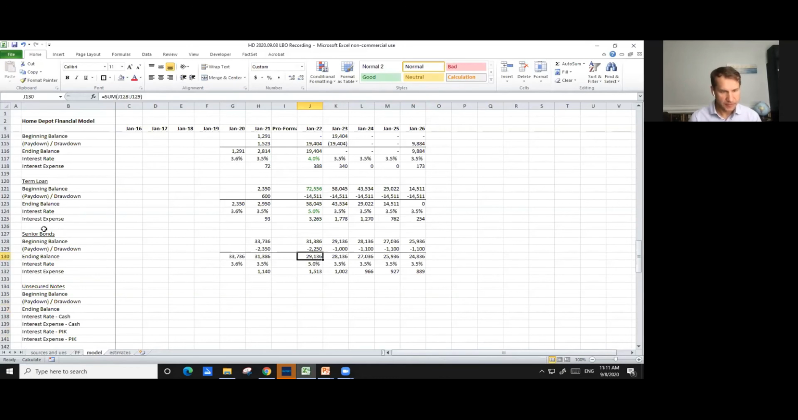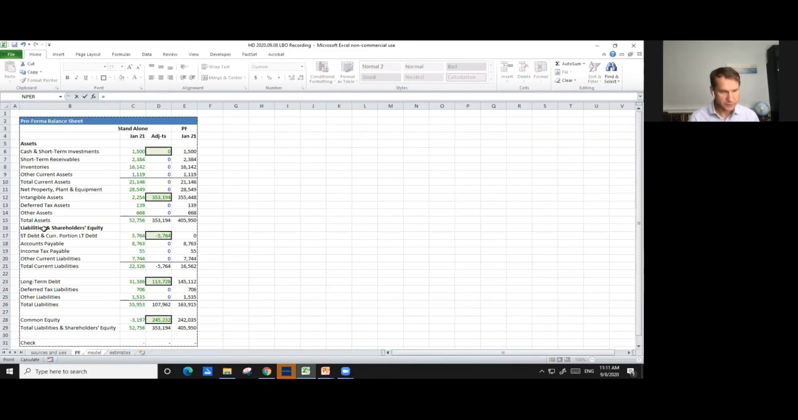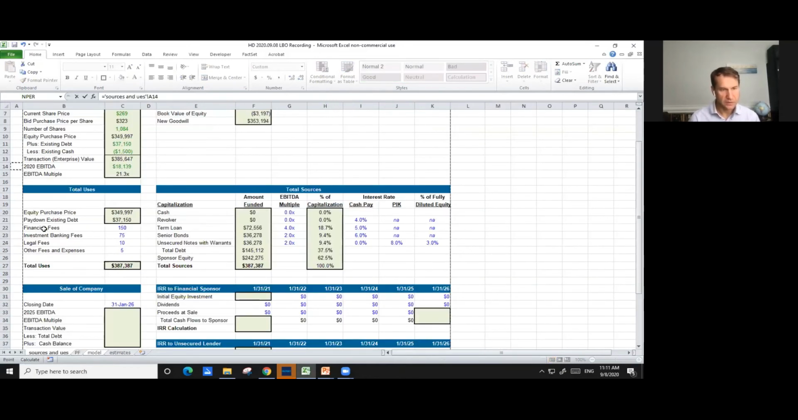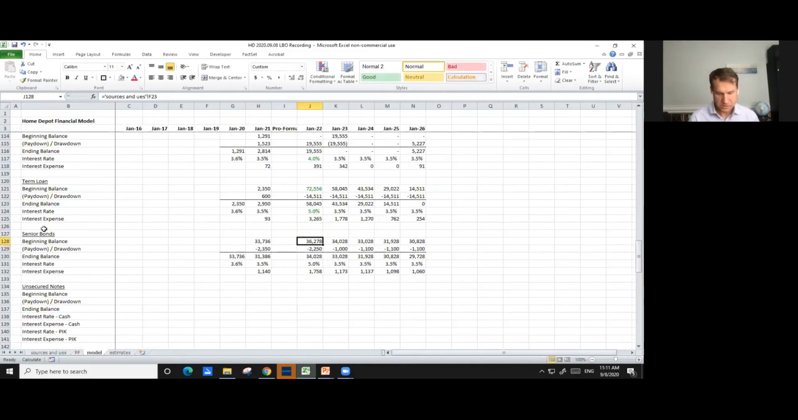Senior bonds, let's link the balance. 36 billion. And for senior bonds, let's assume that they don't have any payments. I just have them at 0. And this would typically be given to us by the banks along with the interest rate. So let's just keep them flat.